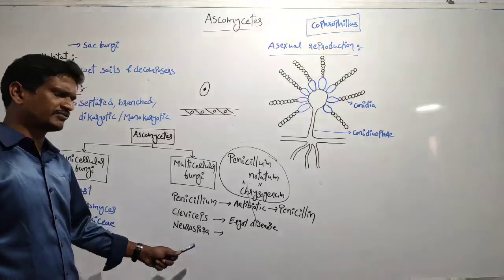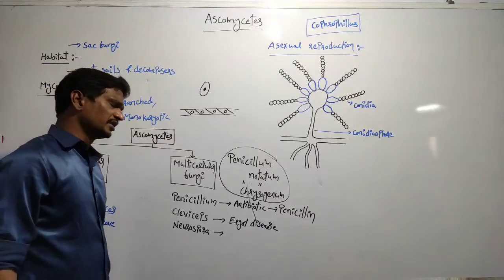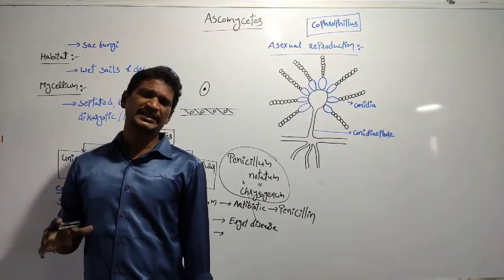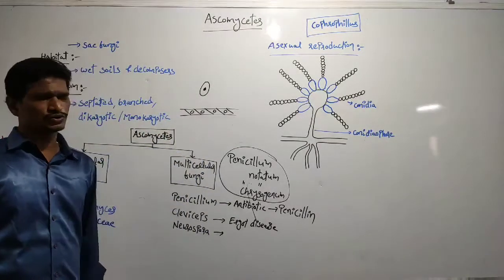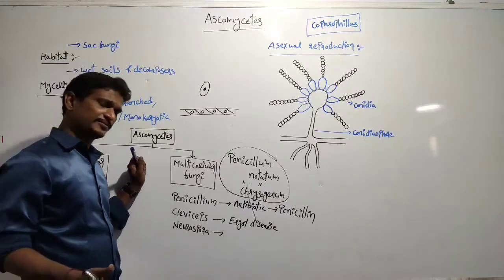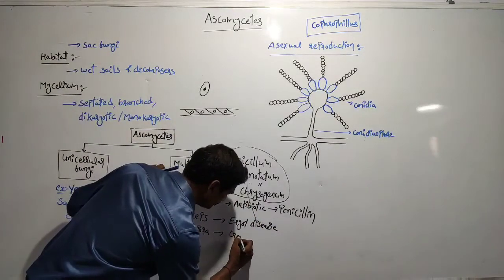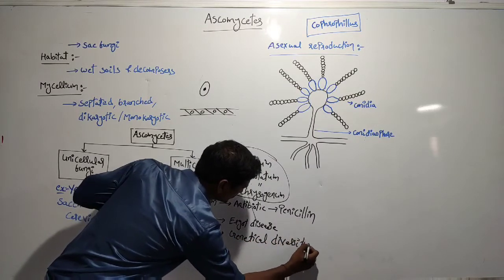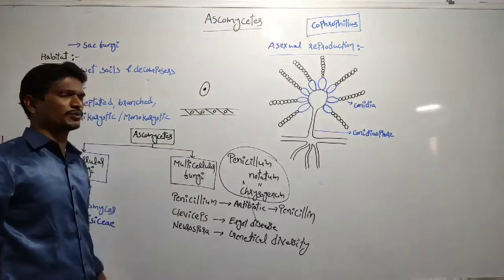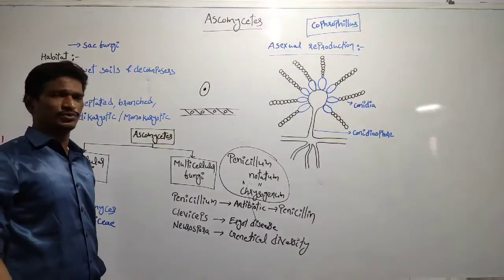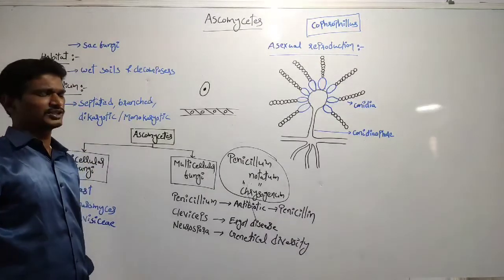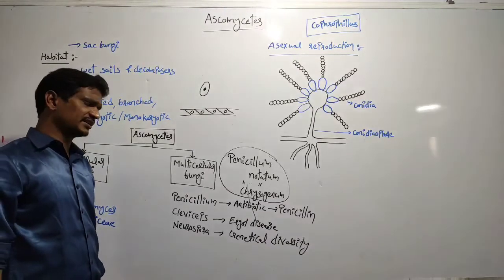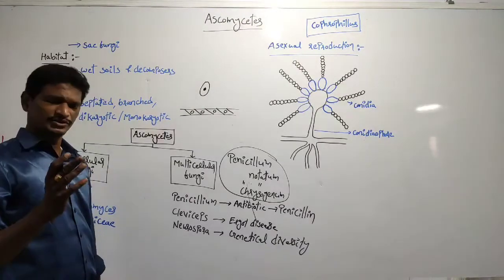Remember Neurospora. This is a very important one. Neurospora is one of the best sources to study, especially genetical diversity. Genetical diversity is studied within which fungi? Neurospora. Beadle and Tatum, both best scientists, proposed one of the theories: one gene, one enzyme. The research was done especially on Neurospora.